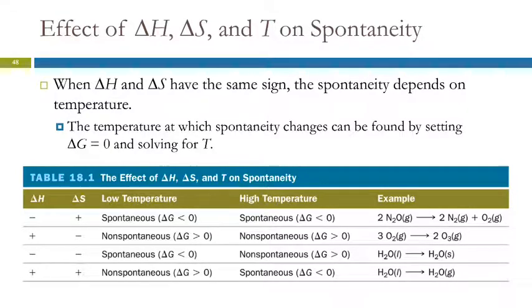So when delta H and delta S have the same sign, whether it's spontaneous or not will depend on the temperature. The temperature at which it goes from spontaneous to non-spontaneous can be found by setting delta G equal to 0 and solving for T, because if delta G is 0, that's the tipping point between spontaneous and non-spontaneous. And then this is a summary of the 4 situations we looked at: if delta H and delta S have different signs or the same sign, and what does that mean for the reaction being spontaneous or not?